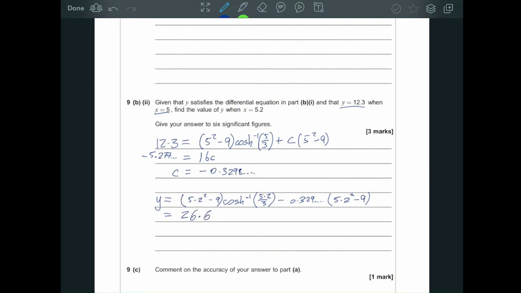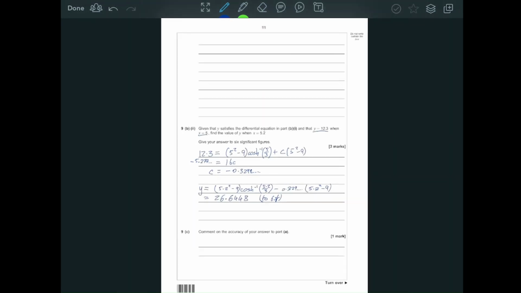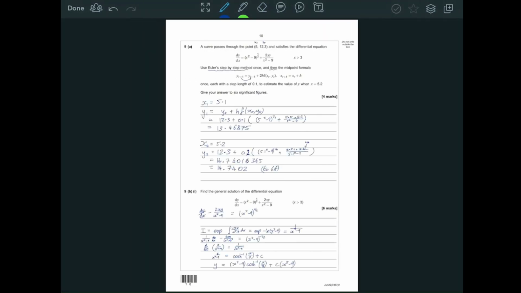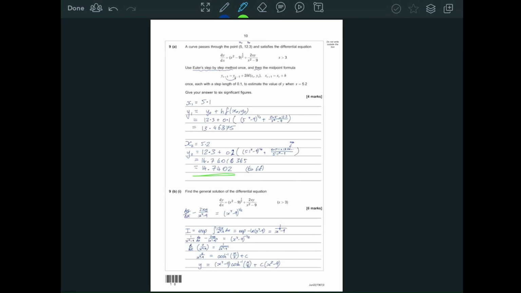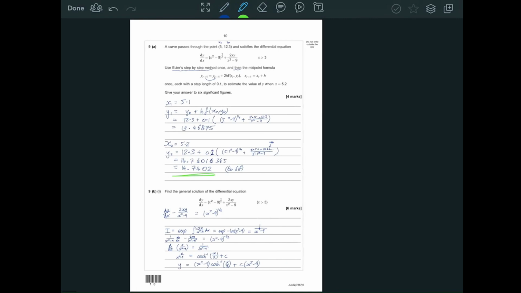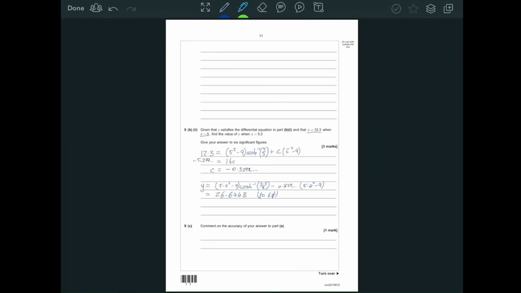So I was kind of hoping that this answer will be similar to part A, because here we used the approximation methods to solve this differential equation, and we got 14, and that 14 didn't feel terrible. But here we've solved it exactly, and we seem to imply that it should be 26.